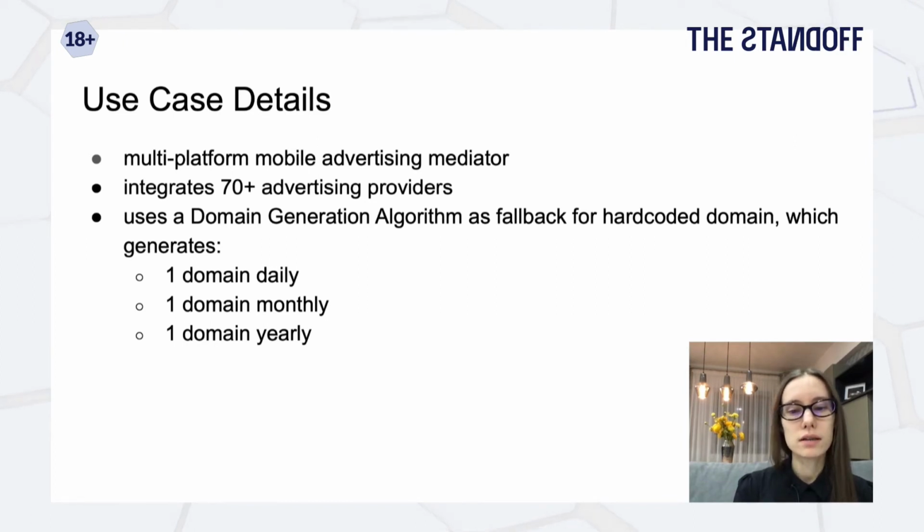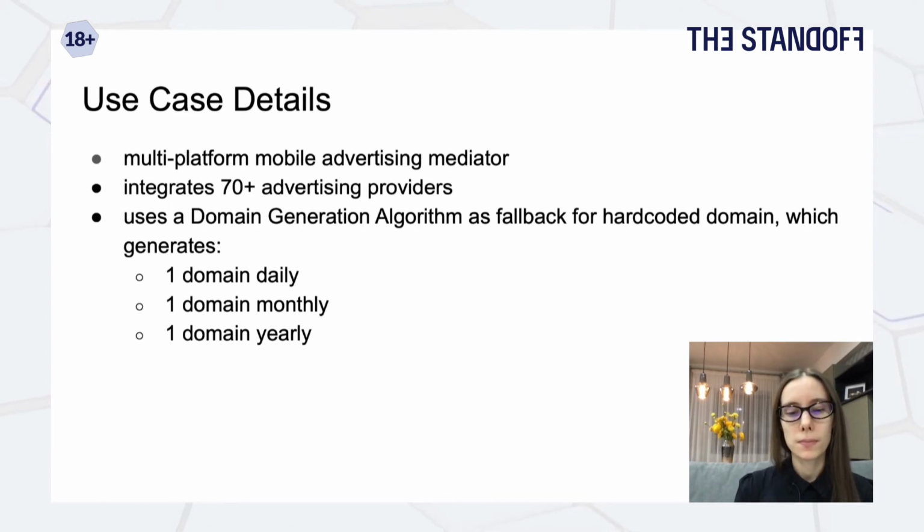This particular mediator tries to contact 4 different domains every day. First, it tries to contact its hard-coded domain. Next, it tries to contact the domain generated for the current year. This domain is obtained by using the current year as a seed for the DGA. Thirdly, it tries to contact the domain generated for the current month. This domain is obtained by using the current year and month as seeds for the DGA. And lastly, the domain generated for the current day is contacted. This domain, as you might expect, is obtained by seeding the DGA with the current year, current month, and current day.